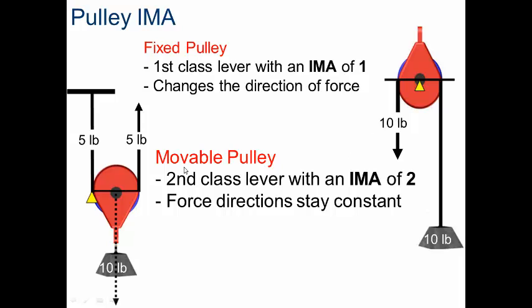A movable pulley, on the other hand, is going to give you an ideal mechanical advantage greater than 1. It's a second-class lever, and this has an ideal mechanical advantage of 2. It's a second-class lever because your fulcrum's on one side, your load's in the middle, your effort's on the edge. The force directions stay constant. So here, since we basically have 2 cables, each cable is supporting half of that weight, so your effort force is less than your load.